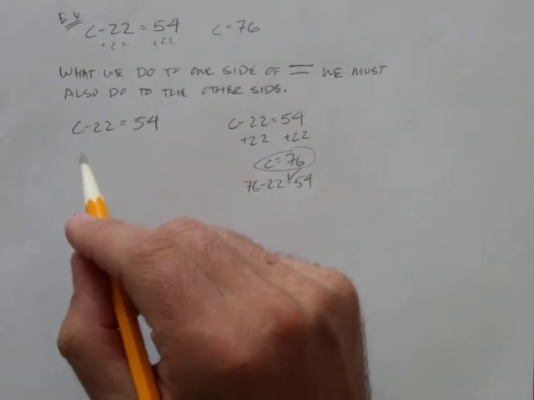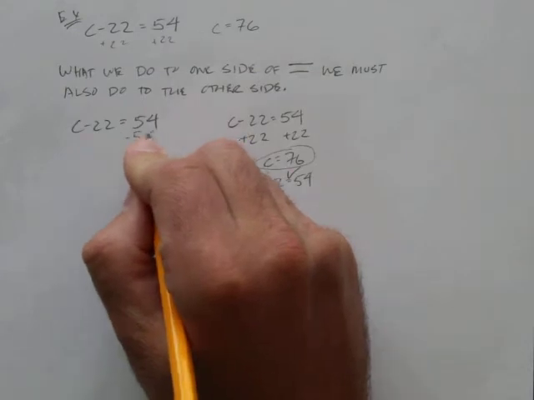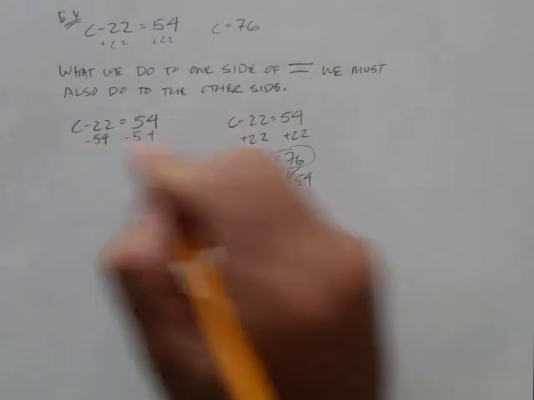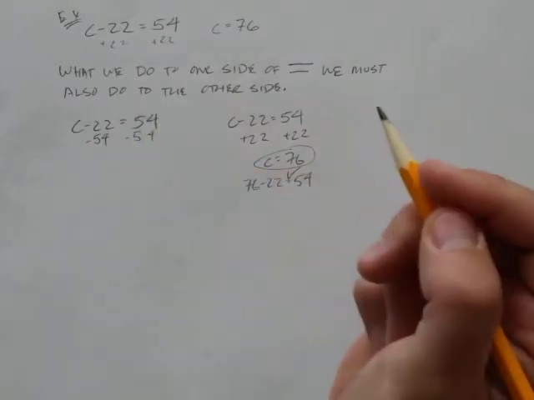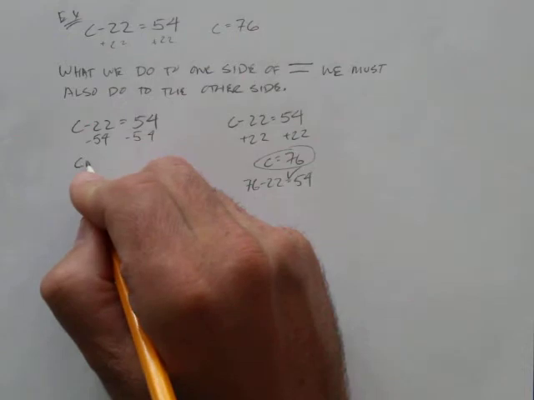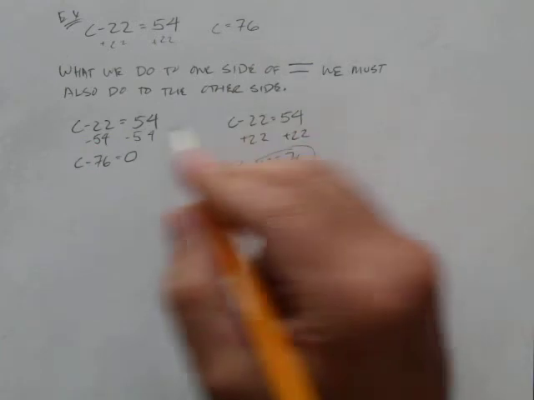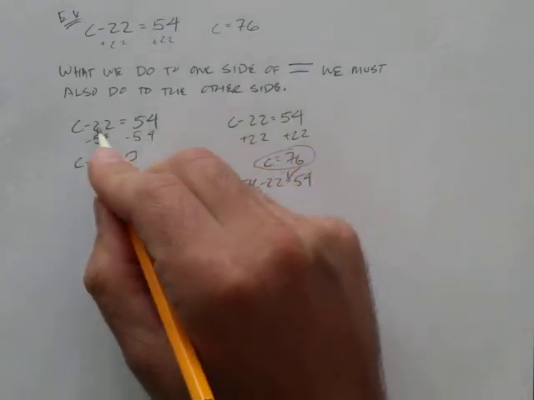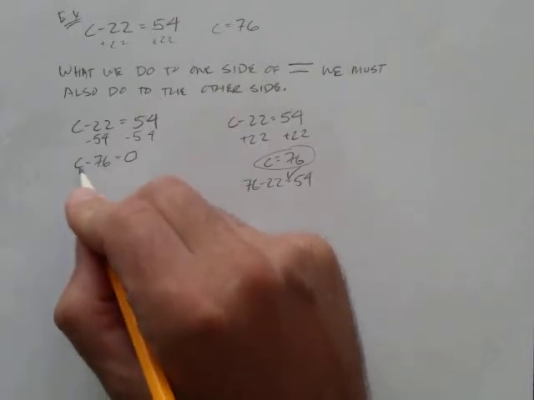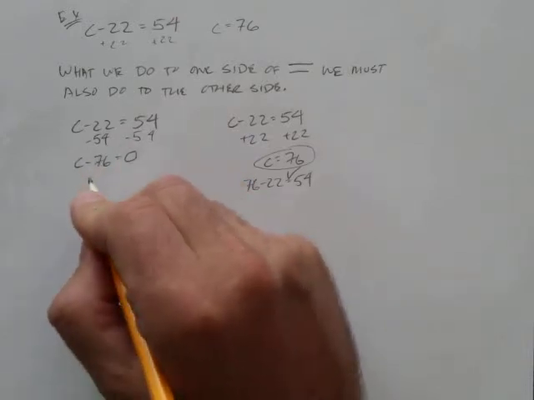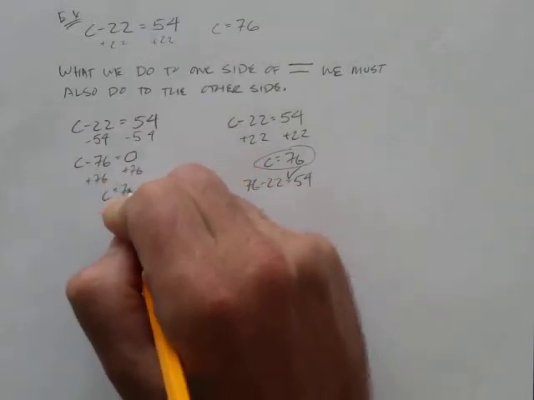Now, sometimes you might subtract 54 from both sides. What if you did that? I want to get this c by itself, but for some reason, I decided to subtract 54 from both sides. That's fine. C minus 76 equals 0, because 54 minus 54 is 0, and negative 22 minus 54 gives negative 76. So c minus 76 equals 0. I just have to add 76 to both sides again. c equals 76.